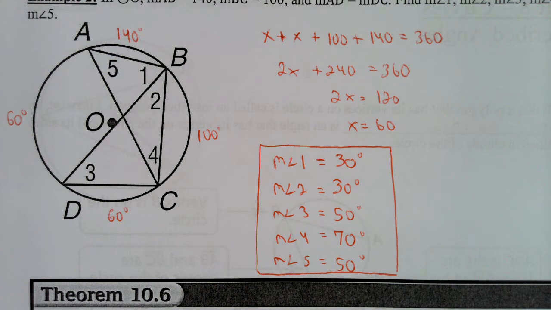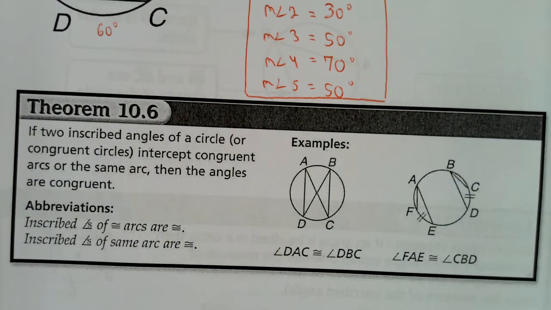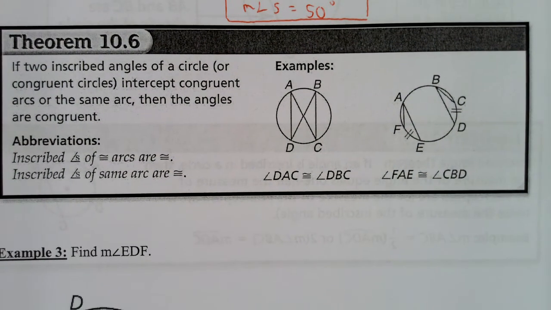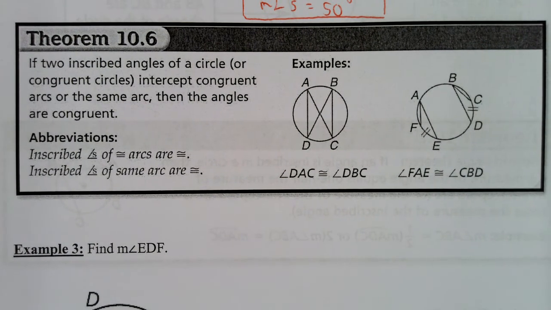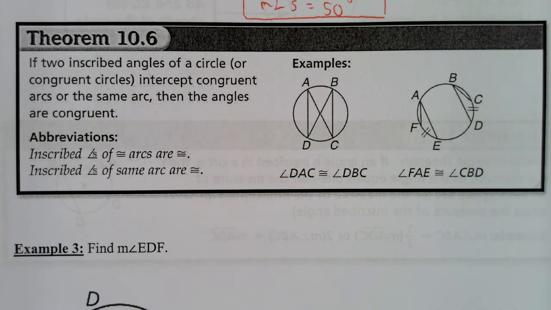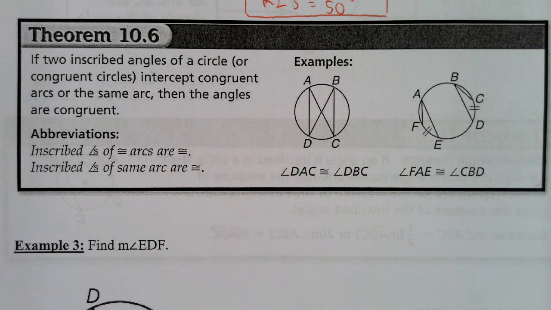That example kind of leads into the next theorem. It says, two inscribed angles of a circle, or congruent circles, if two inscribed angles intercept congruent arcs, or the same exact arc, then the two angles are congruent. That should make sense, okay?